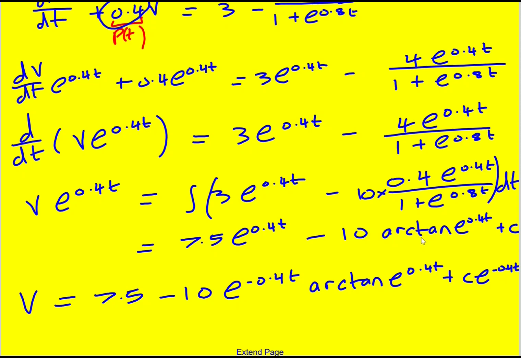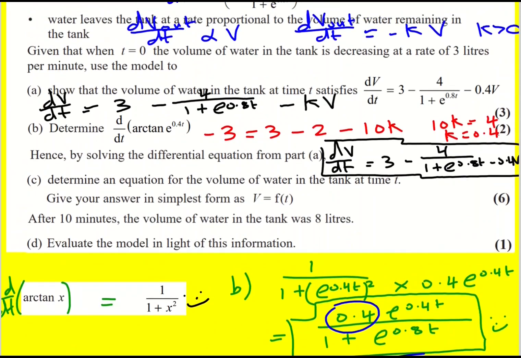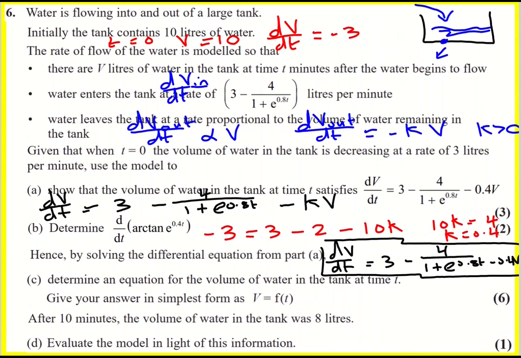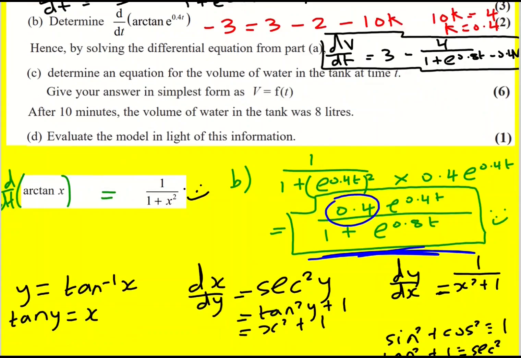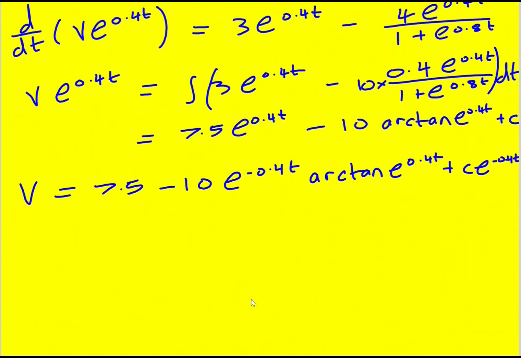Okay, we just got a little bit more to do, because now what did we have? We had a condition. It was so long ago. So it was that t equals 0, v equals 10. That's going to help us find c when t equals 0, v equals 10.